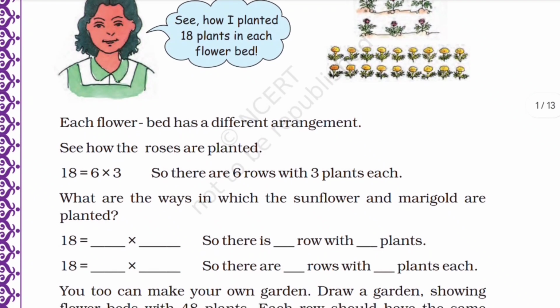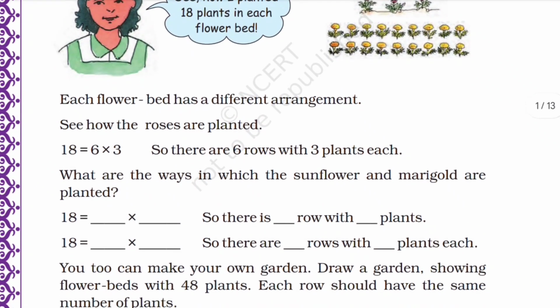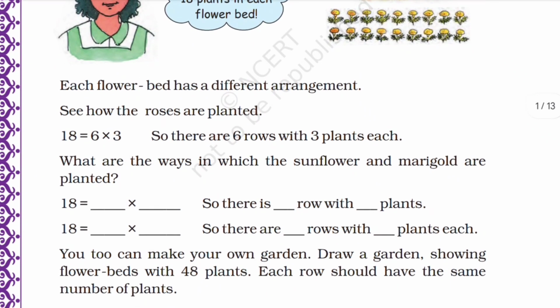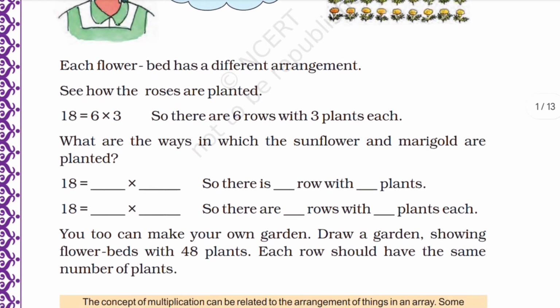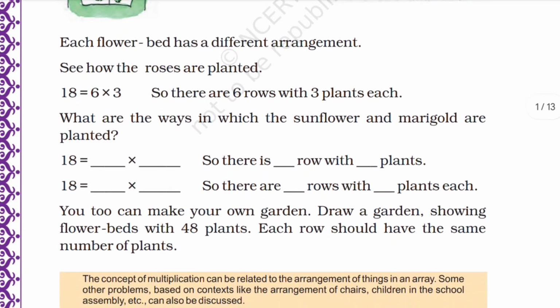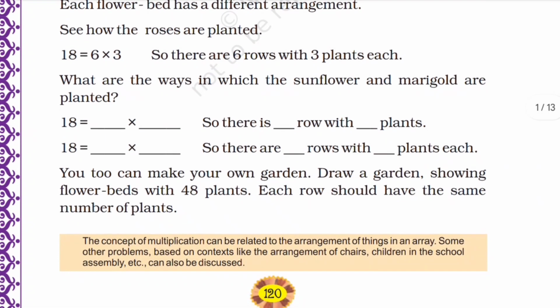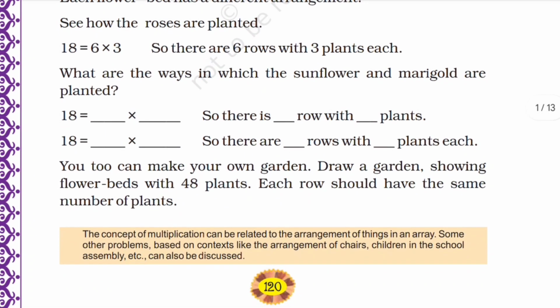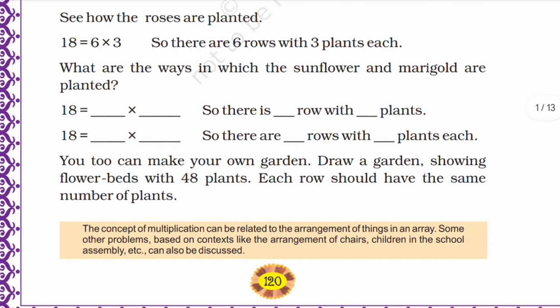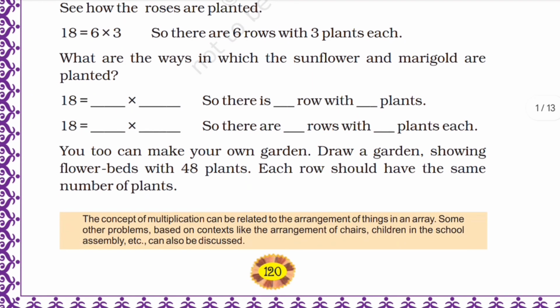Each flower bed has a different arrangement. See how the roses are planted. 18 is 6 times 3, so there are 6 rows with 3 plants each. What is the way in which the sunflowers and marigolds are planted?